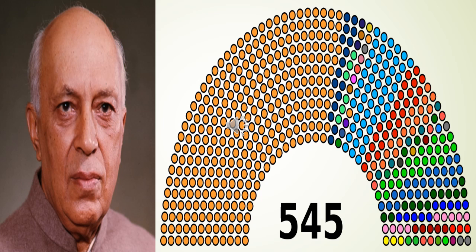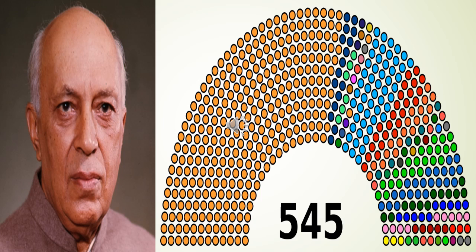So who was appointed as the prime minister? The leader of the majority party in the Lok Sabha is appointed by the president as the prime minister. So the majority party, the party which gets the majority of seats, that party's leader is appointed as the prime minister by the president.